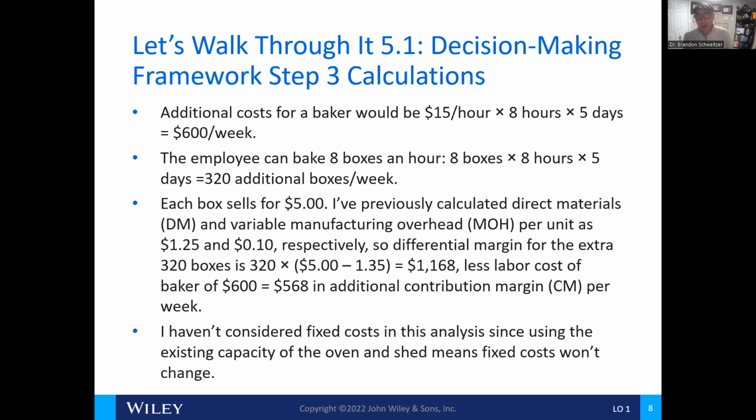The employee can bake 8 boxes per hour. So 8 boxes per hour, 8 hours in a day, 5 days a week. That's 320 additional boxes per week. If we sell each box for $5, we've calculated that direct materials and variable labor are $1.25 and 10 cents respectively.